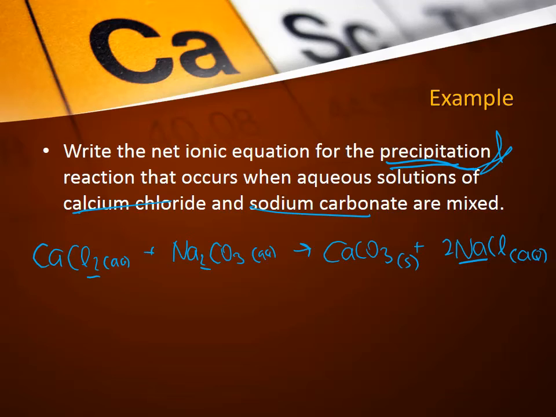After a little bit of work, our net ionic equation, therefore, will be Ca2+ plus CO3 2- produces calcium carbonate.